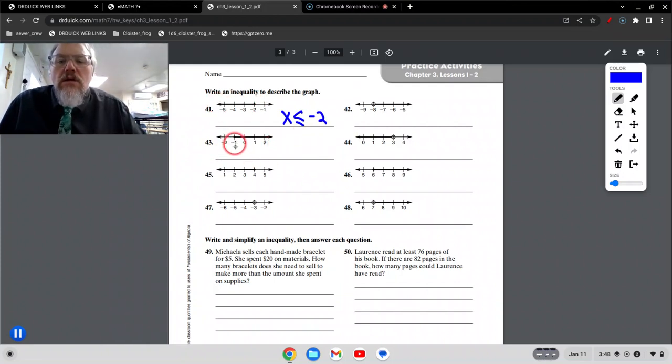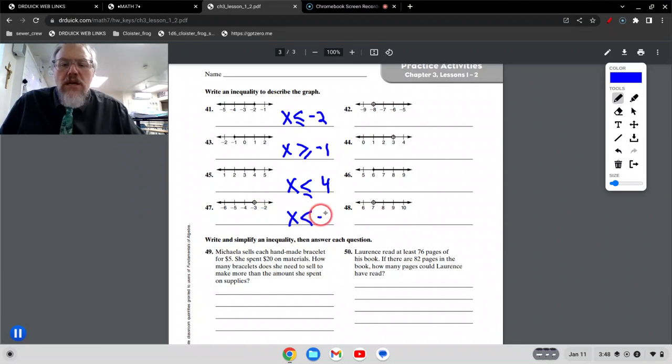Look at this one. X is greater than or equal to -1 because it's going in the opposite direction. It's solid. That's how that works. This one says X is less than or equal to 4. This very last one, look, it's -3, but see how it's hollow? So we're going to say X is less than -3.